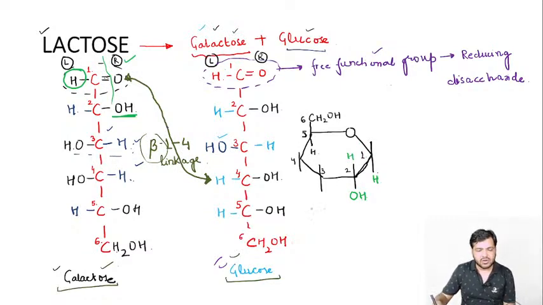Coming on to the third carbon also, you are very well aware that on the third, H is on the right side and OH is on the left side, so OH goes up. On the fourth also, H is on the right side, OH is on the up side. So we have drawn the structure like this, okay?